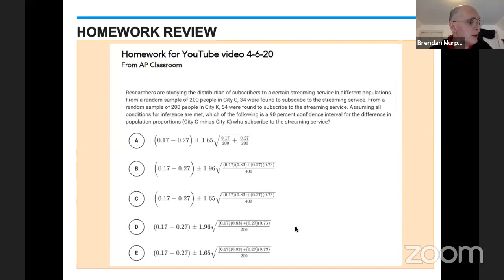Assuming all the conditions for inference are met. So that's important. This is a multiple choice, and again, we can't run any of these tests. They have no validity unless the conditions have been met. So in a multiple choice, many times you'll see that. Which of the following is a 90% confidence interval for the difference in population proportions, city C minus city K, who subscribe to the streaming service?